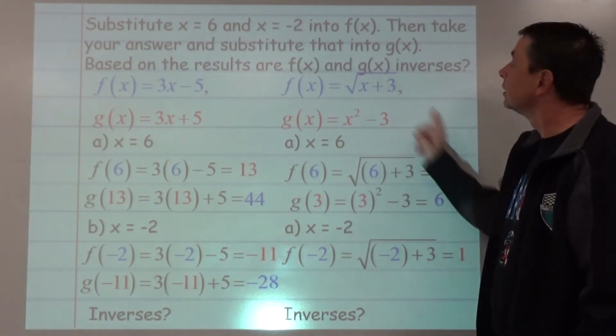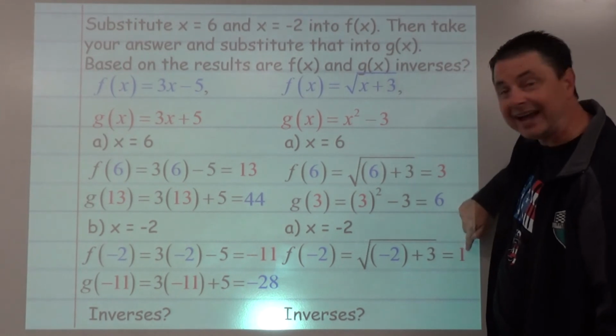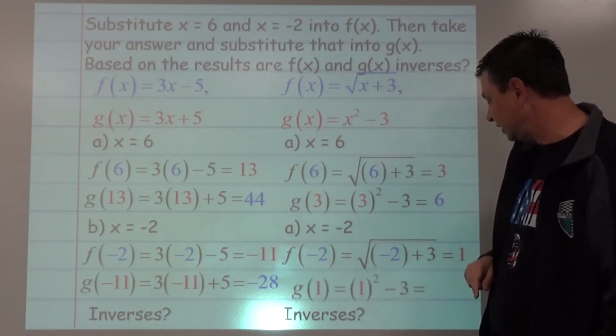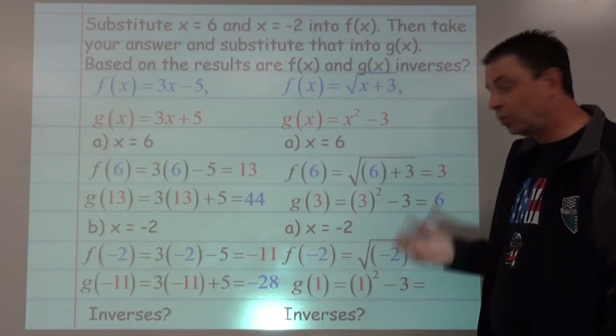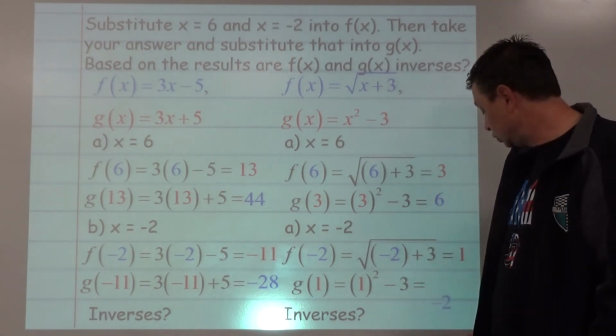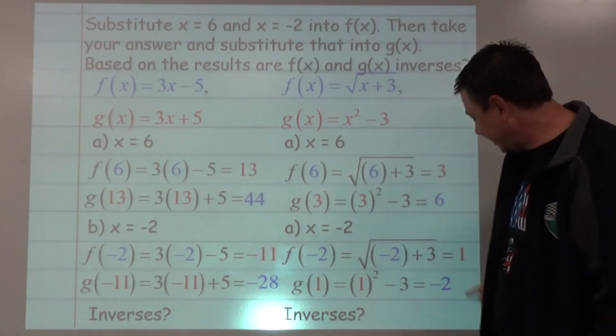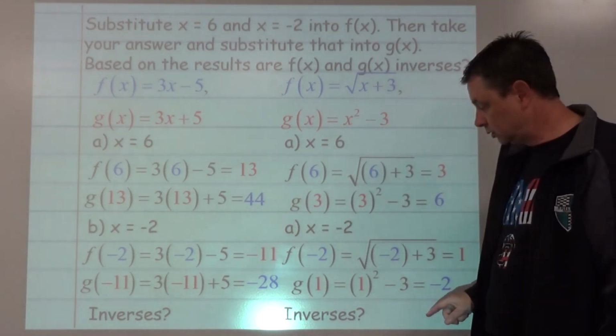Now let's do g of 1, that output. g of 1 is 1 squared minus 3. So 1 minus 3 is -2. We started with -2. We ended with -2.